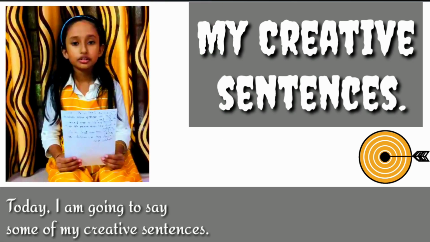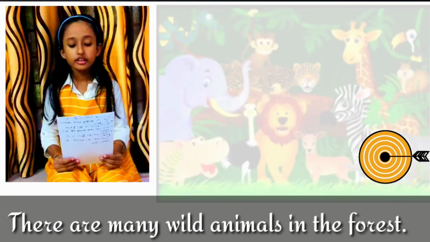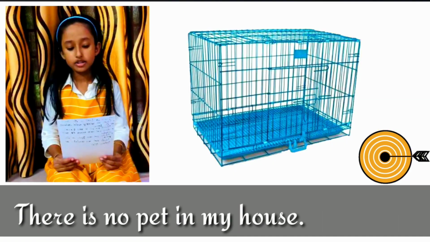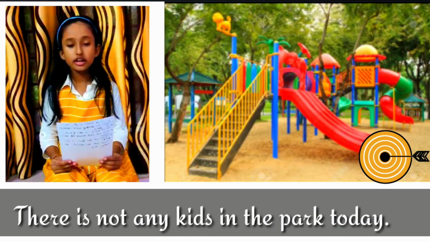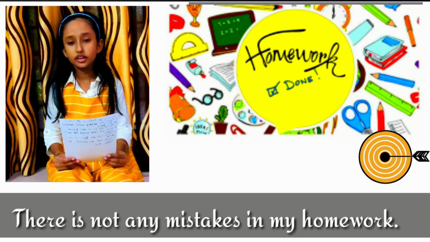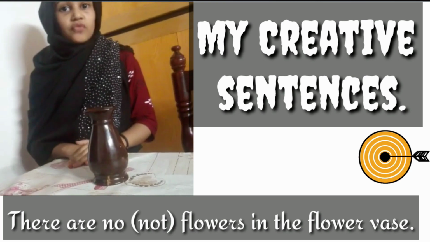Today, I'm going to say some of my creative sentences. There's a book on the shelf. There are many wild animals in the forest. There's no pet in my house. There's not any sugar in my coffee. There's not any kids in the park today. There's not any mistakes in my homework. There are many flowers in the paperbacks. There are no flowers in the paperbacks. Hey, how was it? It was fantastic, right?